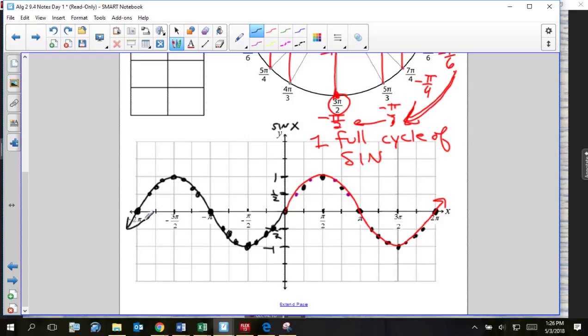So how many full cycles of sine do you see on this graph right now? 2, right. 2 full cycles. But it goes on forever. They should not look like zigzags. It goes on forever, so I have arrows at the other end saying this pattern is going to continue to infinity.